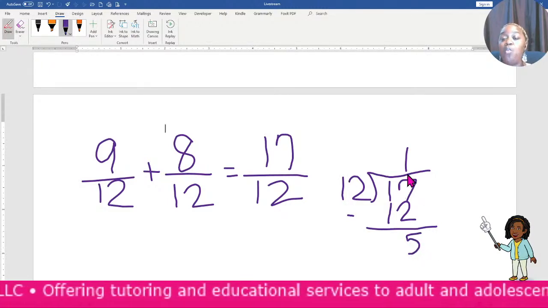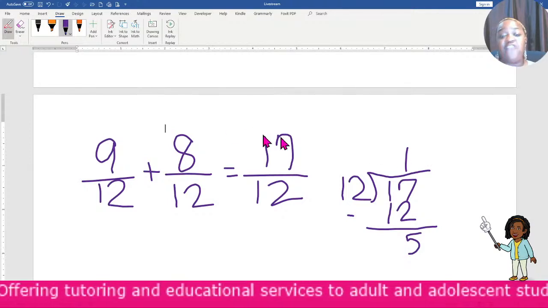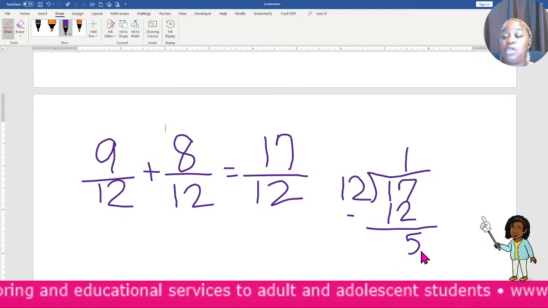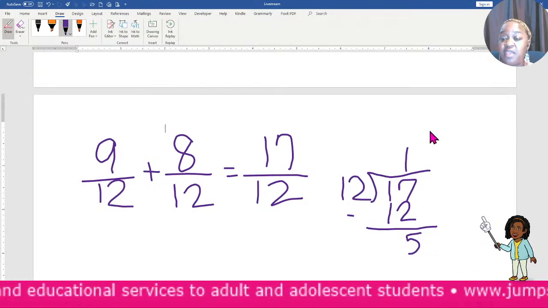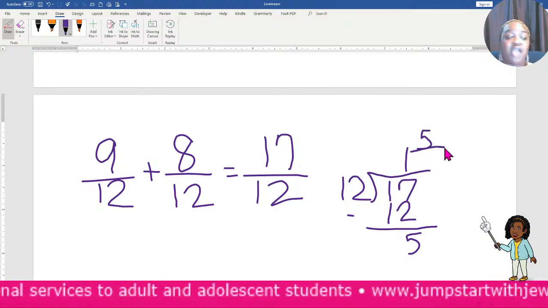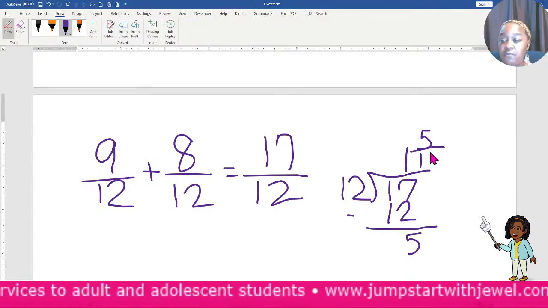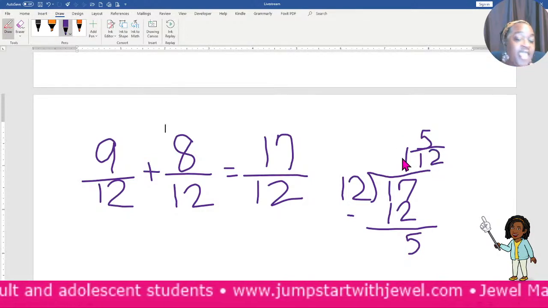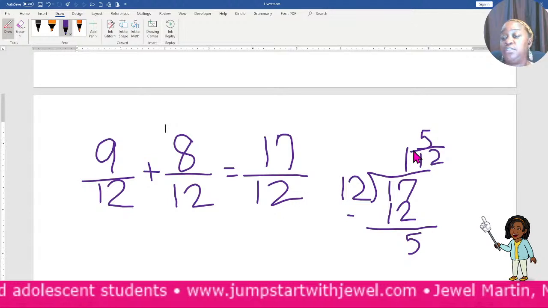And instead of it being a 1 with a remainder of 5, because we're doing fractions, we're going to make our answer a fraction. So our remainder, 5, becomes the new numerator. And then our denominator is 12. And so our answer here is 1 and 5/12.